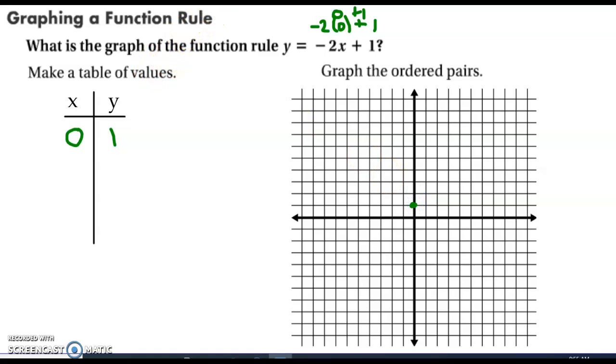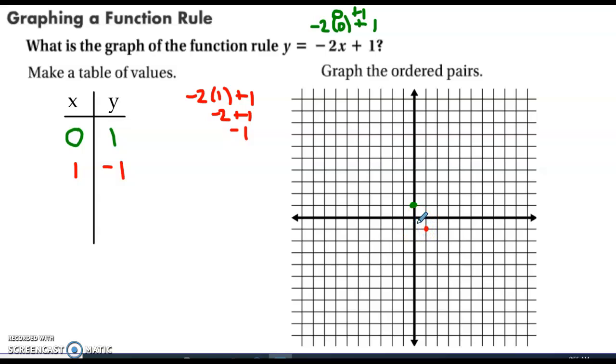All right, then I'm just going to go to 1, right? When I plug in 1, I'm doing negative 2 times 1 plus 1. So that's going to be negative 2 plus 1, which is negative 1. So when you plug in 1, you get out negative 1. So I go right 1, down 1.